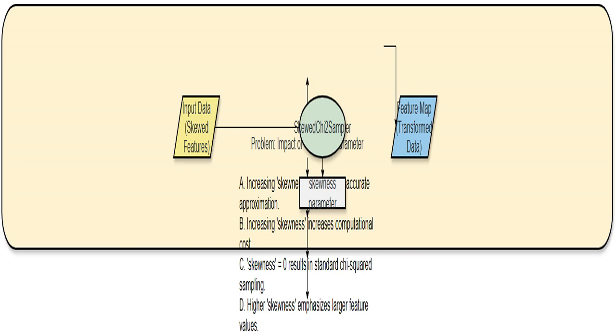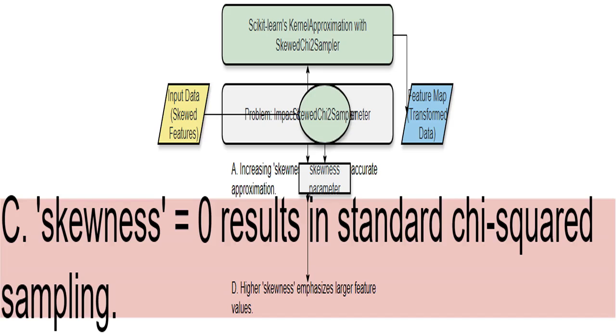I'll break down what skewness does and how it changes the results. If you set skewness to 0, the SkewedChi2Sampler acts like a standard chi-squared sampler. Think of it like turning off a special feature. You're just getting the basic chi-squared transformation.